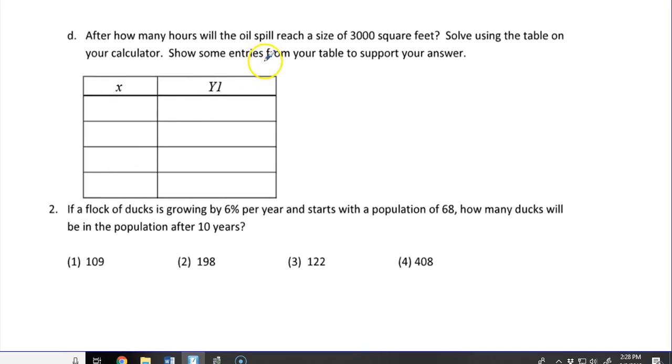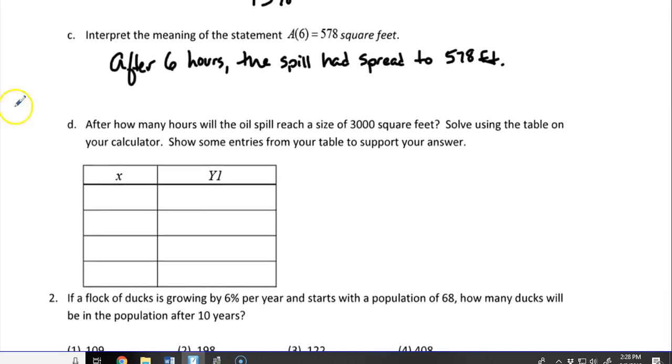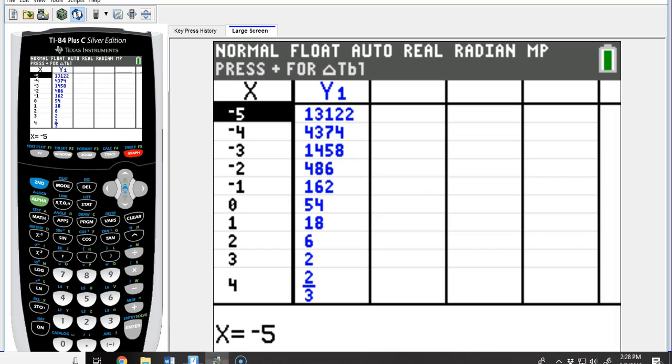Next question asks us to anticipate how many hours it will take to reach 3,000 square feet. Well, what we saw is it was 6 hours to get to 578 feet, but I can't just divide 578 by 6 and get the rate, right? Because it just doesn't work that way. It's not linear. Also there was an initial amount of 250, so we had to take that into account. So what we're going to do is look at the table. Let's put this function into our calculator. If you have a calculator, you can play along.